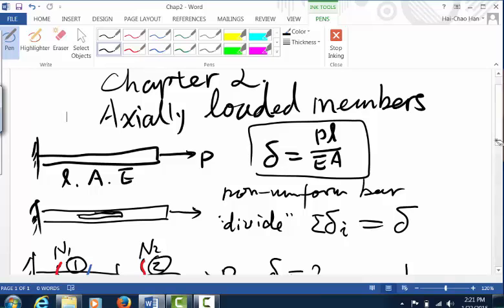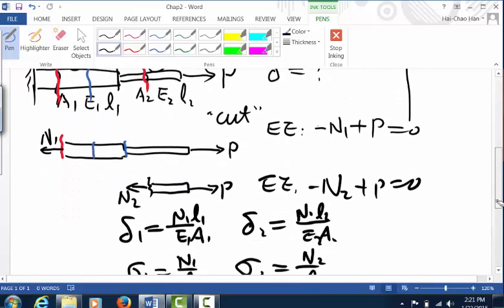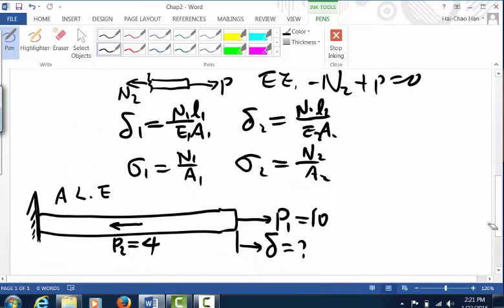Now, look at our situation here. A is the same everywhere. L is the total length. Material is the same everywhere, right? It's all E. Now, is the load the same everywhere? No. So the answer is no. Therefore, we cannot just use that equation to calculate. So this one is a non-uniform bar.